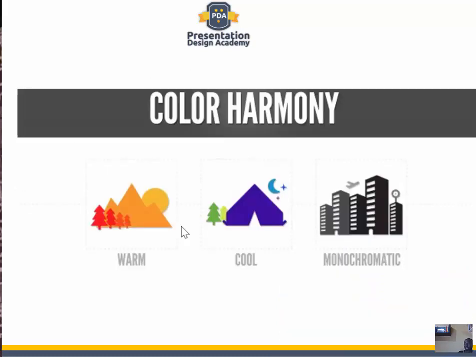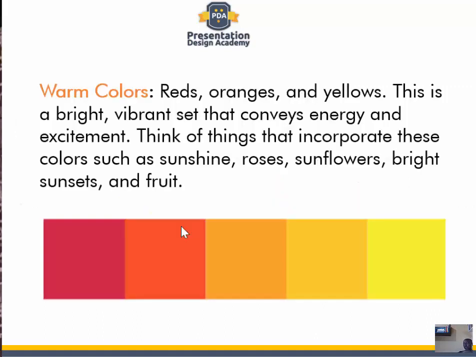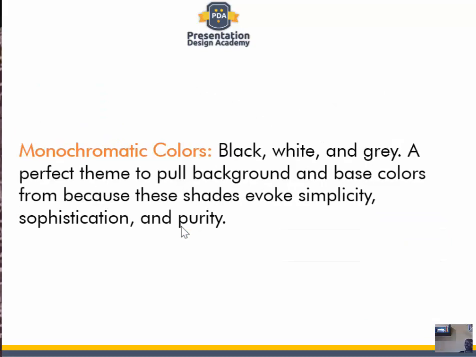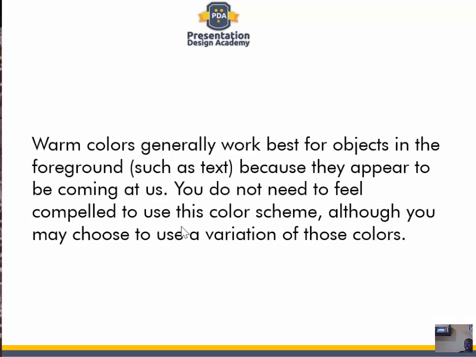Okay. These are color categories: warm colors, cool colors, and monochromatic colors. For warm colors, you have red, orange, and yellow. For cool colors, you have green, blue, and purple. And for monochromatic colors, you have black, white, and gray. Again, we teach this in our academy, the emotions each color represents and how to use them to make impact.